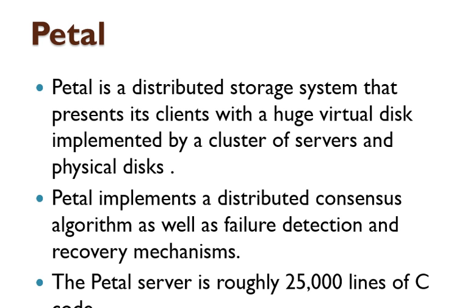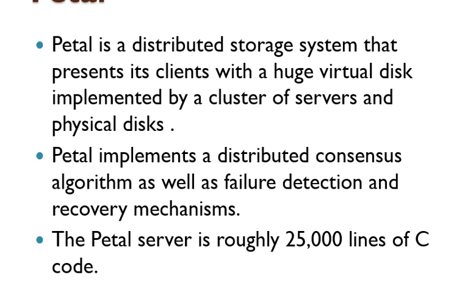Petal is a distributed storage system that presents its clients with a huge virtual disk implemented by a cluster of servers and physical disks. Racer doesn't reinitialize the shadow memory for each new stack type, and Petal implements a distributed consensus algorithm as well as failure detection and recovery mechanisms. The Petal server is roughly 25,000 lines of C code.